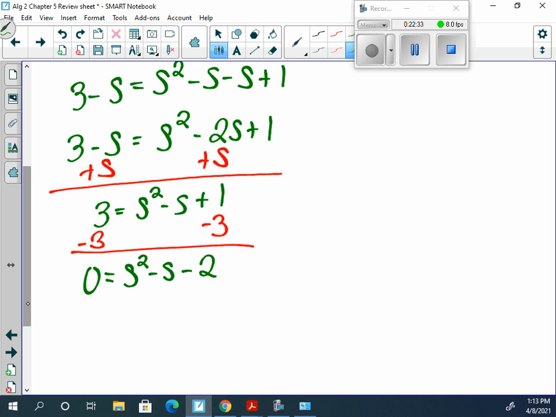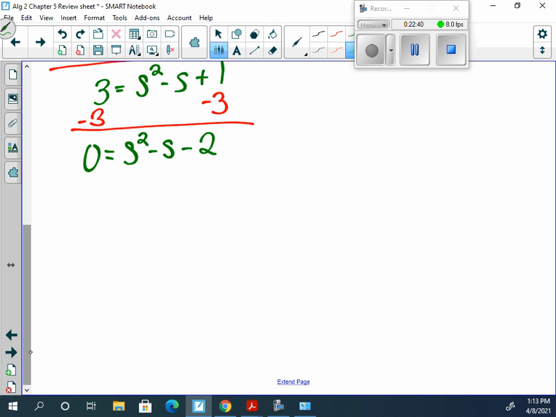Any questions on any of this here? Okay. Well, now that we do have a quadratic, we can solve this by factoring, and we have it set equal to 0. Since the third term is negative, our signs are going to be opposite. One's going to be positive, one's going to be negative. The factors of s squared are s and s. And the factors of 2, 1 and 2, are the only ones we have.